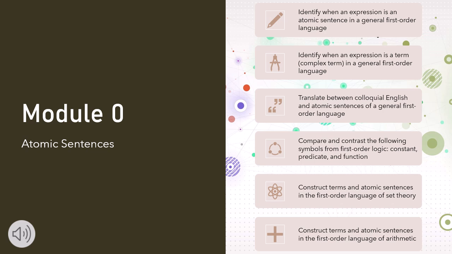The fifth here is to be able to construct terms and atomic sentences in the first order language of set theory. So we'll talk a bit about set theory. And there's a bit of a mistake here. It turns out that the way we'll define set theory in this textbook is to be termless. So there won't be any terms at all. And it'll make it difficult to write down atomic sentences. But I'll say a few words about that.